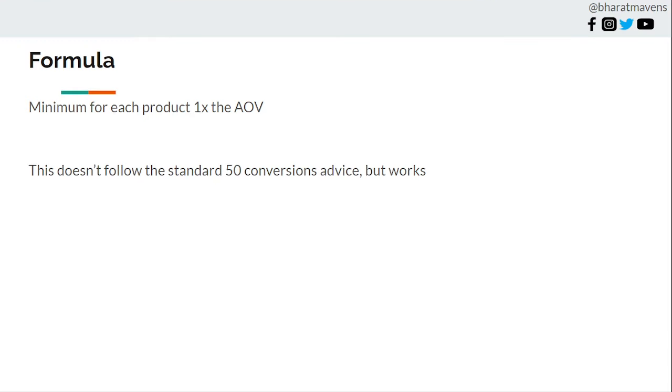Number two, budget. Our formula is always a minimum of 1x the AOV for each product. We are saying AOV and not the cap, please note. This does not follow the standard 50 conversions advice which Meta gives, but we have seen that initially brands are not willing to spend a high amount because they are skeptical about whether the performance will be there, and it's mostly bootstrapped brands at such a small scale. So people are worried and want to start small. That is what the formula is. Otherwise, the 50 conversions advice recommended by Meta is not achieved here.